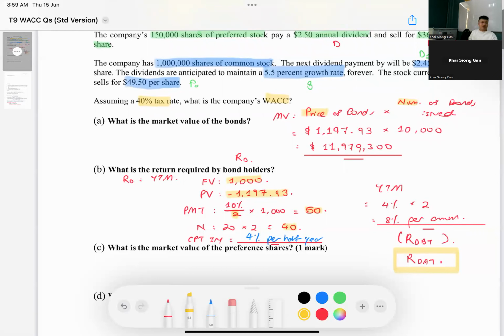Okay? Anyone with a financial calculator, can you get the 4% per half year? Is it correct? Yeah. Thank you. Okay.